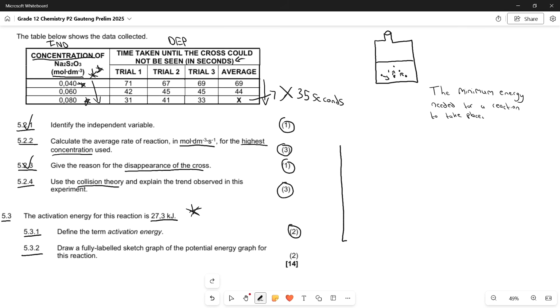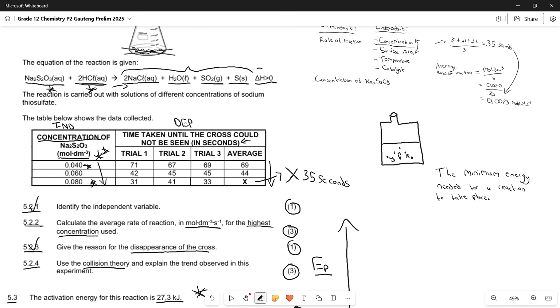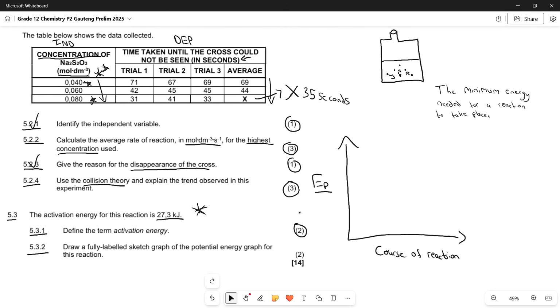Because we have our border over here, the potential energy, I'm just going to write EP over here, but we would write potential energy. So that would be our y-axis. On the x-axis over here, we have the course of the reaction, just the time that we're measuring to see how we are converting from reactants to products. And then because we have our delta H is greater than 0, we know that our shape is endothermic, with the products being a bit higher than the reactants. This would earn us the marks for the shape over here.